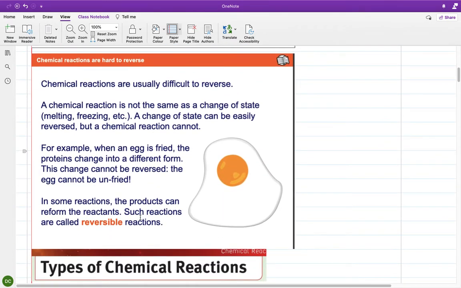Another good point about a chemical reaction, we did talk about physical changes versus chemical changes. And so chemical reactions, when they take place, the big defining factor on them is that they're really difficult to reverse. Most of the time, close to impossible to reverse.